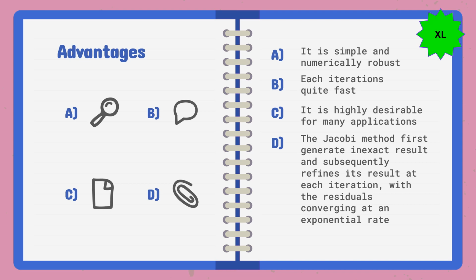First, it is simple and numerically robust. Second, each iteration is quite fast. Third, it is highly desirable for many applications. And lastly, the Jacobi method first generates an exact result and subsequently refines its result at each iteration, with the residuals converging at an exponential rate.